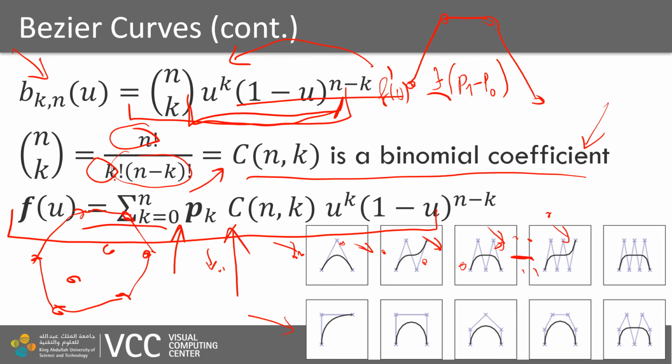And that makes its popularity, and therefore it was the curve which has been used, for example, in the automobile industry design, and also the Bezier curve was, or maybe still is, the default curve which is used in Adobe Illustrator.